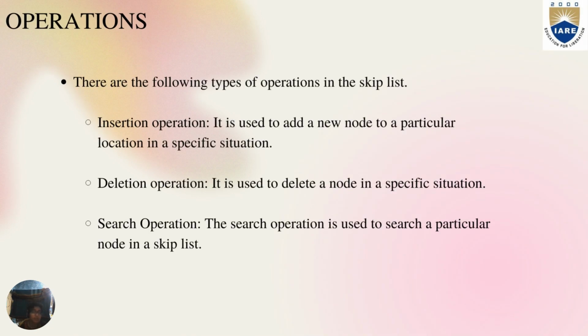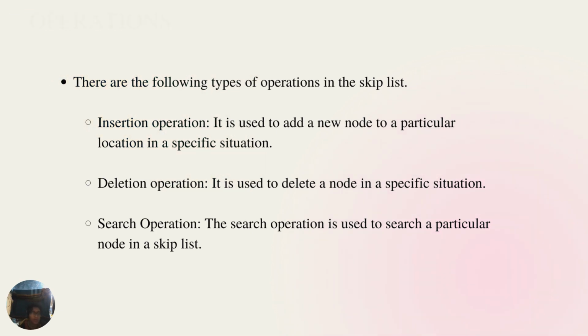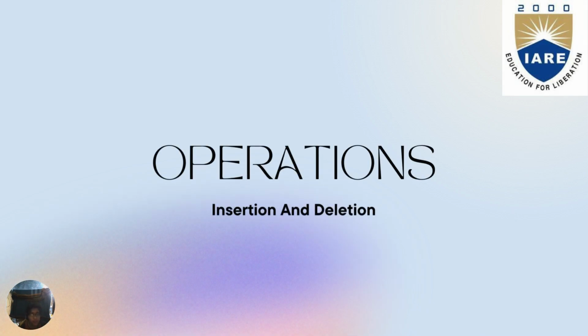The basic operations involved with skip lists are insertion, which is used to add a new node to a particular location in a specific situation; delete, which is used to delete a node in a specific situation; and search, which is used to search for a particular node in a skip list, as you all know. For now, let's focus on insertion and deletion.